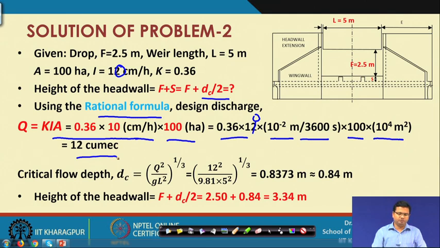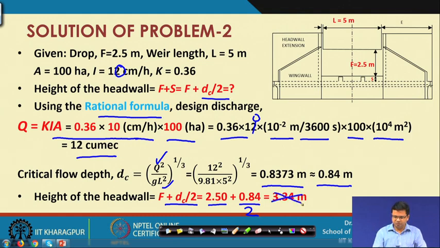You will put this value of 12 cubic here, L equal to 5, then you will get DC equal to 0.8373 meter, that is nearly equal to 0.84 meter. So, height of the head wall will be equal to A plus DC by 2, that is F plus S. So, you will get 2.5 is F and DC is 0.84. So, this DC by 2 will be, this is a mistake here, DC by 2 will be equal to 0.42. So, this value is wrong.